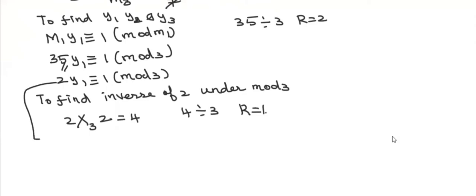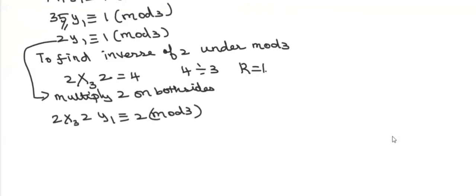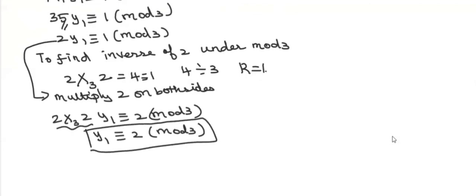So from this step, multiply 2 on both sides. On the left side you get 2 into 2 into y1 under mod 3. On the right side we also multiply under mod 3, so 2 into 1 is congruent to 2. The left side is 1 into y1, so y1 is congruent to 2 mod 3. So I got the answer for y1. Keep it aside.